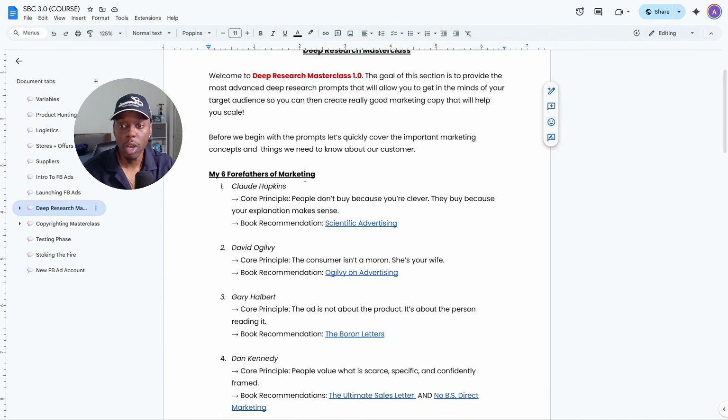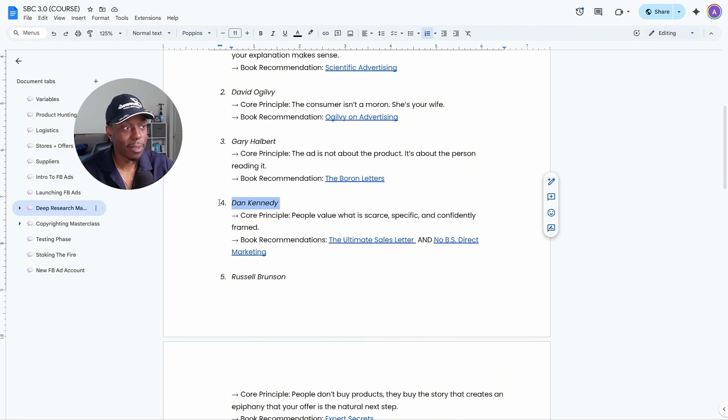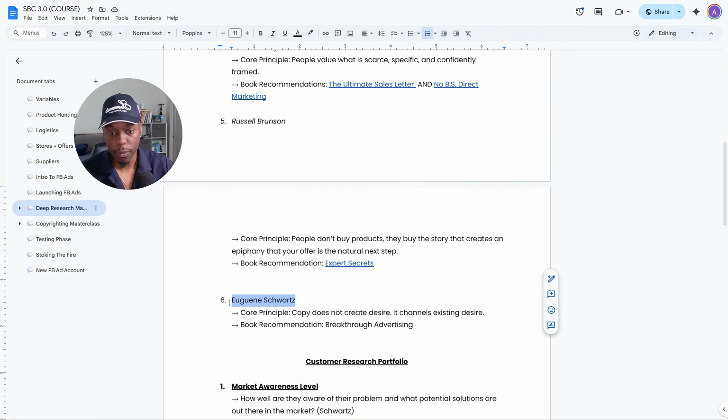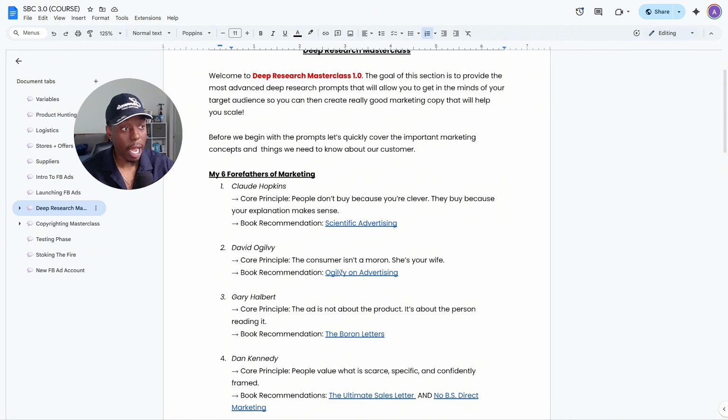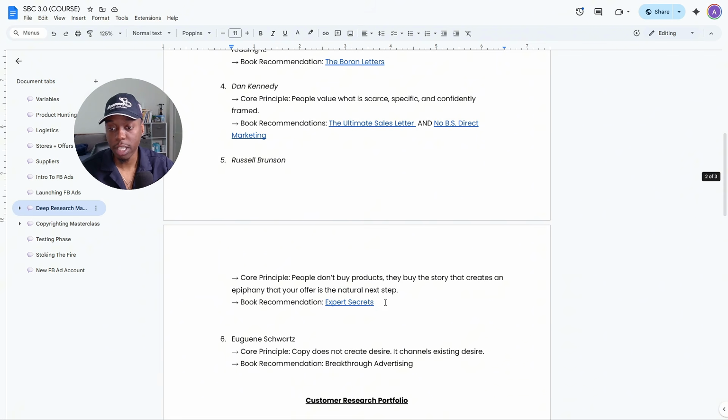But for me, guys, my resources have come from these guys: Claude Hopkins, David Ogilvy, Gary Halbert, Dan Kennedy, the GOAT of copywriting, Russell Brunson, who is a predecessor to Dan. He's learned a lot from him, takes a lot of his structure, but I like the way he kind of implements his marketing. And then, of course, Eugene Schwartz, right? So a lot of you guys are probably familiar with some of these guys. If you're not, I highly recommend you read some of their books. They're really good. Expert Secrets is amazing.